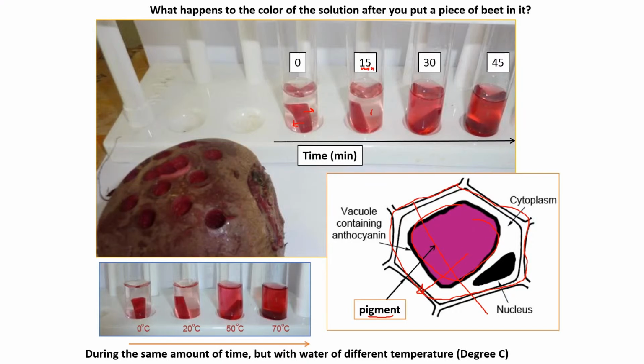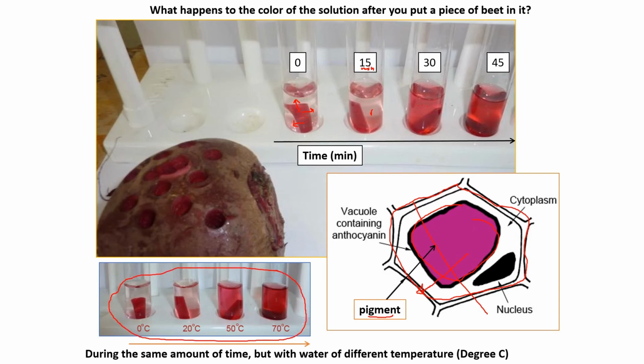After 30 minutes, it becomes even more reddish. After 45 minutes, it becomes very dark. So this is diffusion of these pigment particles from the area where they have a high concentration of pigment, inside of this piece, to the area of low concentration in the water. And with time, we see that more and more pigment leaves the piece of the bead.